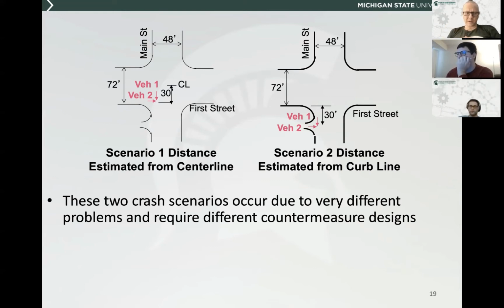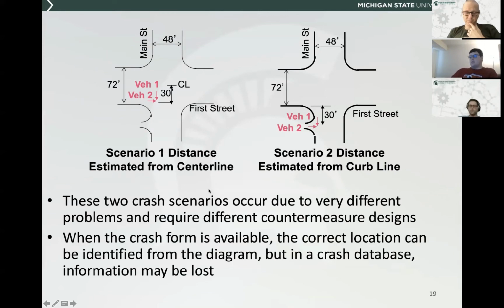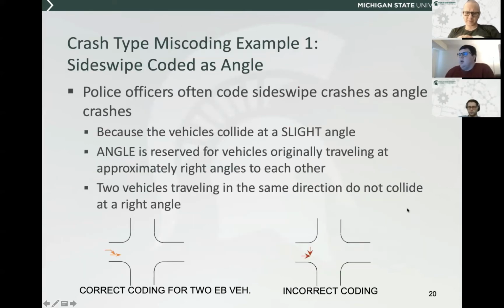And so obviously we'd have different countermeasures for each of those cases. You'd probably have some type of access control potentially here, whereas in this case, it may be a signal timing clearance interval type issue. And so consequently, that information is largely lost to us in the database. And so if that information is not coded correctly, that becomes somewhat problematic for us from a big picture perspective. And then, like I said, a few of the other ones that occur pretty frequently, just officer errors, I guess. And so that angle collision, again, is just basically based on those intended paths.